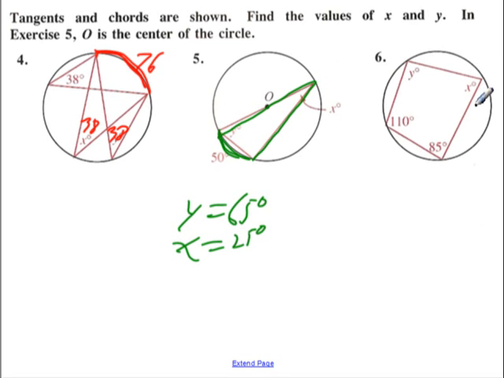Number 6, this is a cyclic quadrilateral. I know that because it's a 4-sided figure with all the vertices on the circle. So opposite angles are supplementary, so 110 plus X has to be 180, so that's 70. And 85 plus Y has to be 180, so that's 95. Very little work there when you know it's a cyclic quadrilateral and the opposite angles are supplementary.